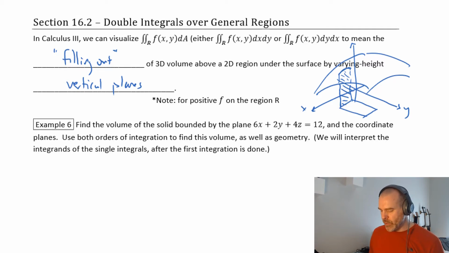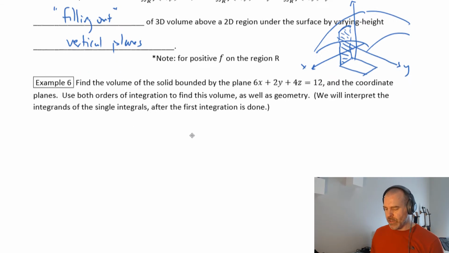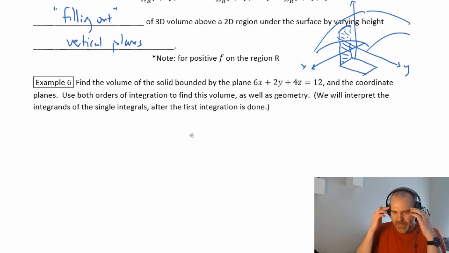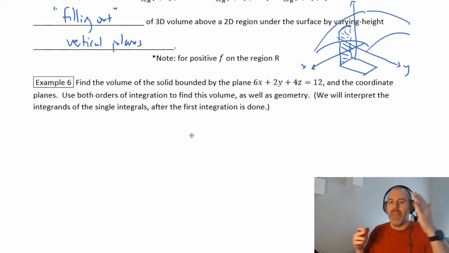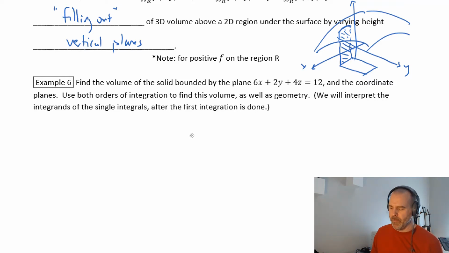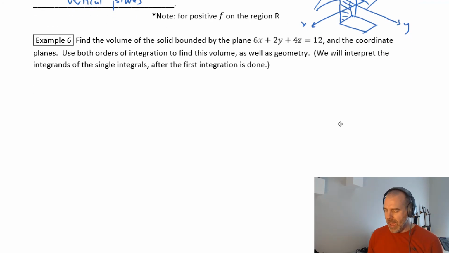So we're going to try to do this. We're going to do an example here. We're going to try to practice here switching the order of integration and trying to visualize this where we have this plane and then we're adding up all the planes as we go. All right, so we have a plane. Speaking of planes, we have a plane 6x plus 2y plus 4z equals 12. And we're going to find the volume bounded by that and the coordinate planes.